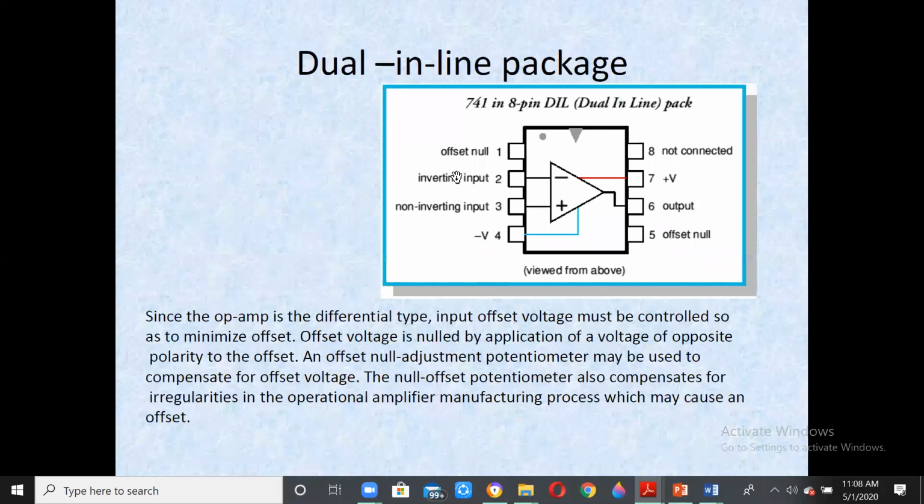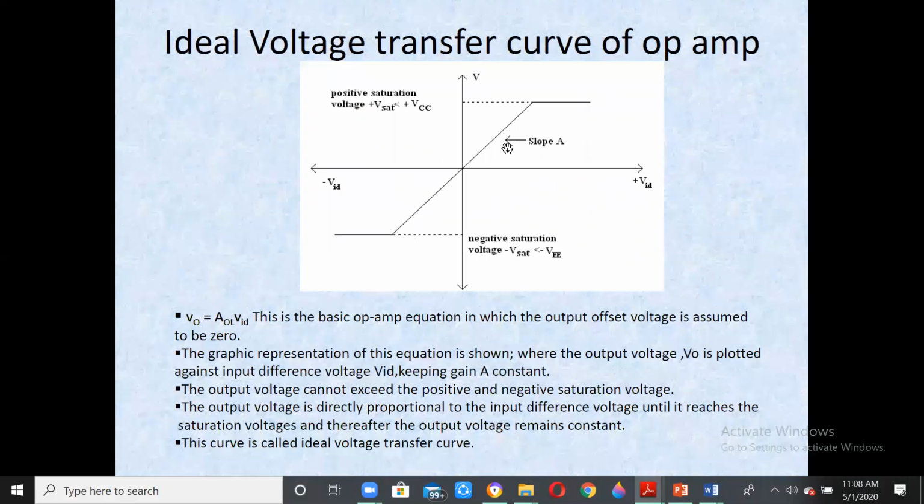Then you have the package, which is a dual inline package. Dual inline means both sides you have the pins, an 8-pin op-amp. So this just gives you the transfer curve, that is input versus output, VID versus V0. Our V0 can be a maximum of VCC. Similarly, the minimum is minus VEE. Output cannot go below this value and above this value.